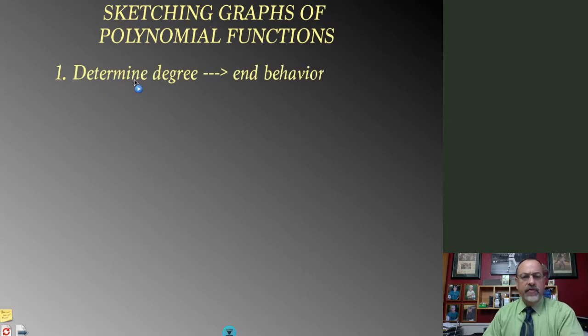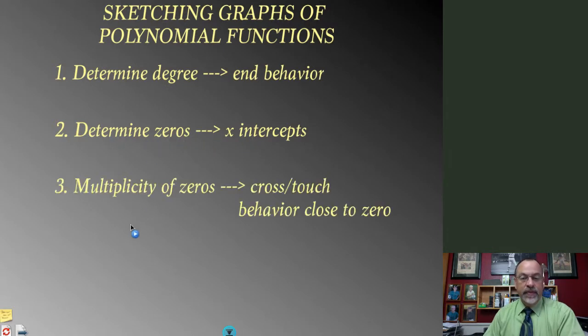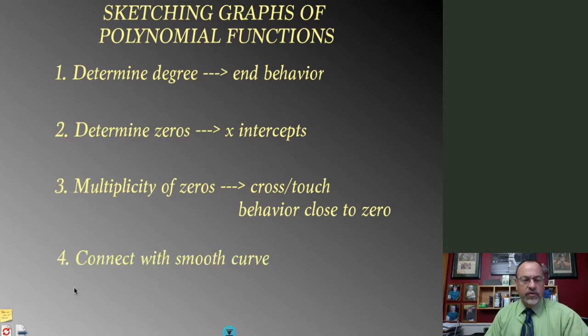As we talked about, we first wanted to determine the degree, because that's going to tell us what the end behavior is going to be. We can then look at the zeros and tell what's going to happen at the x-intercepts. The multiplicity, you remember, will tell us if it's going to cross or touch, and it also gives us what it's going to look like close to that zero. I'll talk about this when I do the first examples. We didn't talk about this too much or at all in the video previously. We'll talk about how we know how it's going to look right at that zero, which is determined by the multiplicity. And then we're going to connect all those with a smooth curve. So if we follow those 4 steps, we should be able to get these graphs pretty quickly and pretty easily.